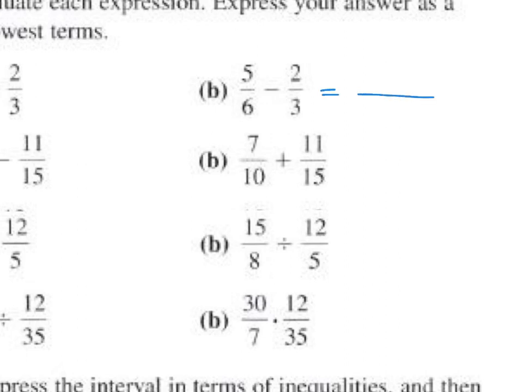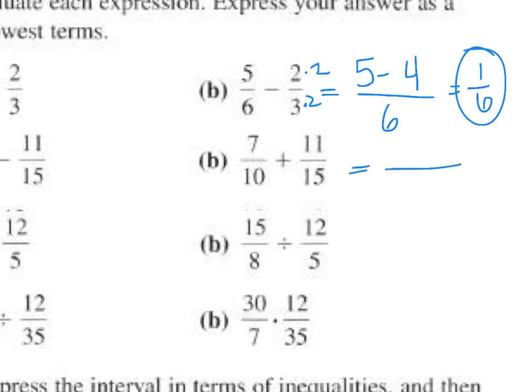What's the common denominator between 6 and 3? 6. Very good. So I have 5 minus, 3 times 2 on the bottom is 6. So 2 times 2 on the top is 4. Yes? So I simplify to 1/6. Questions? No? Okay.